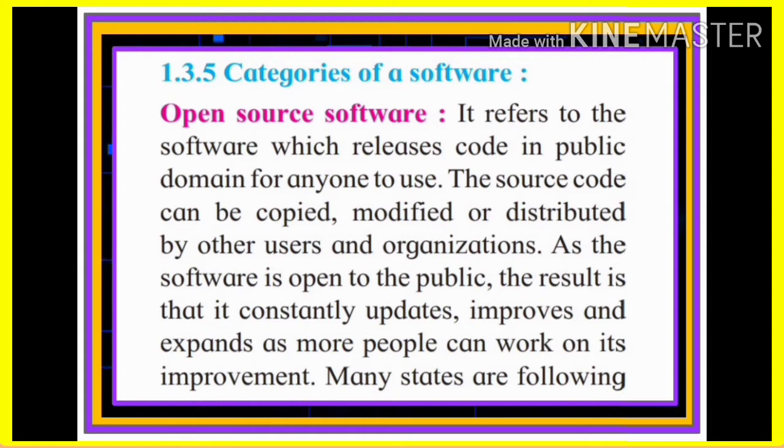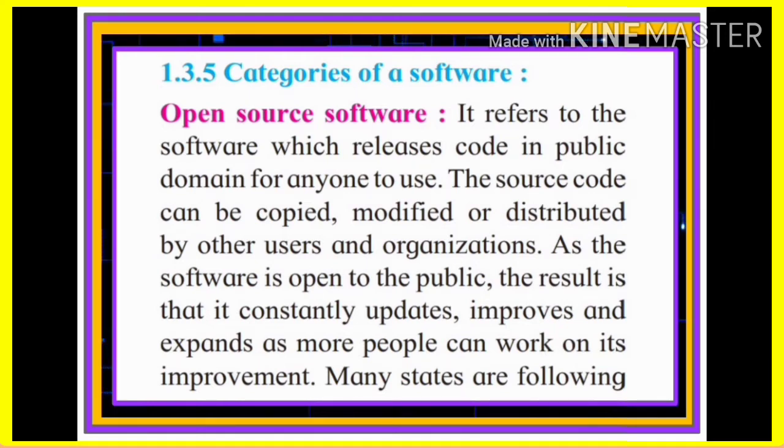Categories of software. Software can be categorized in 2 parts. First, open source software, and second, closed source software. Let's see first open source software. Open source software refers to the software which releases code in the public domain for anyone to use. The source code can be copied, modified, or distributed by other users and organizations.